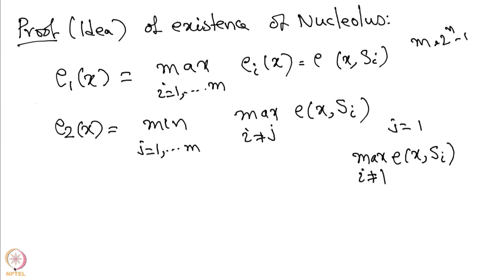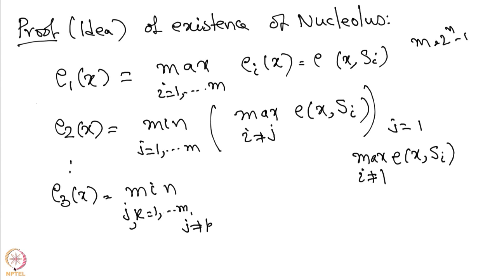Now in all the other cases, e(x, S_1) will appear, because when you take j different from 1, then 2, 3, and so on, the 1 is always there. So when I take the minimum of them, this is nothing but the second max among the excess functions. Like that, e3(x) will be the minimum over j, k. Now we take 2 indices, j different from k, and then take the max over i not equal to j, not equal to k of e(x, S_i). Because you take 2 at a time, you are removing 2 of them and then looking at the maximum. Now if both j and k are exactly the first max and second max, then that will give you the minimum among these, and like that. This way you can write all the things.